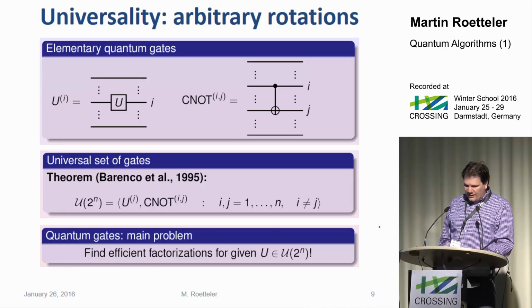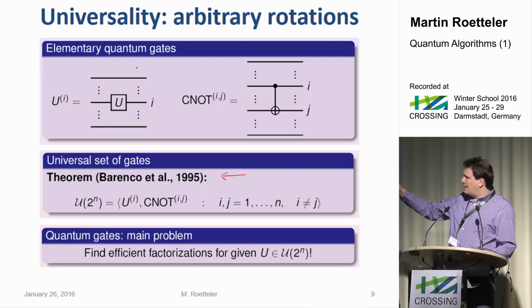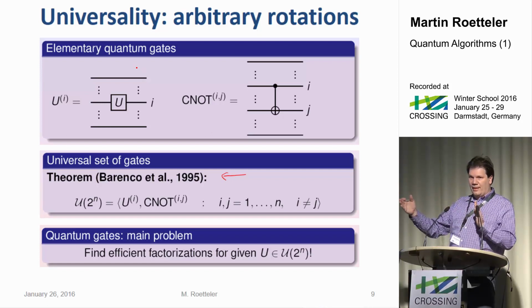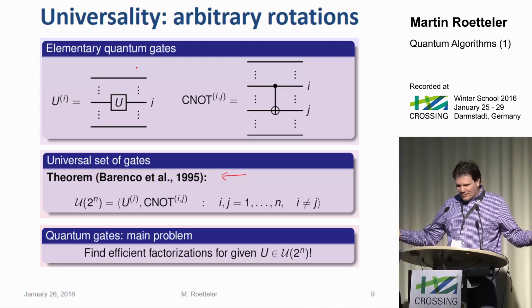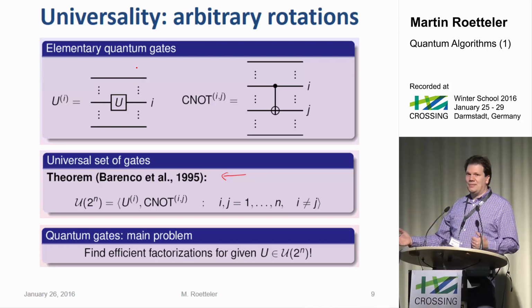That's the content of that famous theorem by Barenco et al. They show that if you have local operators, if you have CNOTs, then you can express any unitary as a word of finite length in either local operators or CNOTs. Of course, the length of these words grows dramatically. It's no wonder, because our operators also have sizes that are exponential, but at least we can express them in terms of these operators. All right?